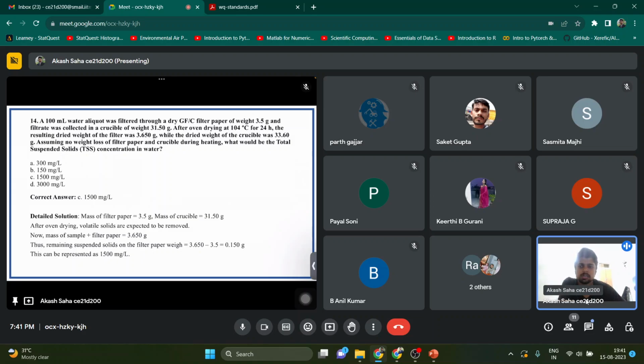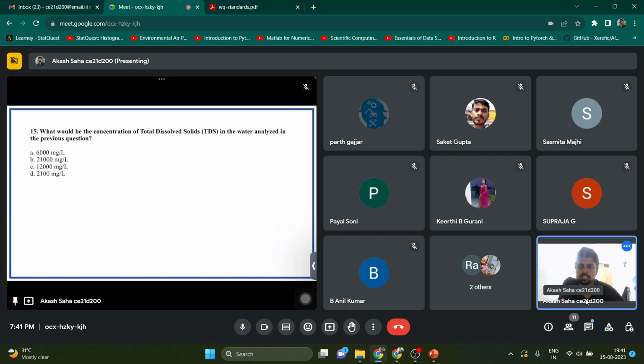I hope it's clear for everyone, because if in 100 ml we have 0.15 grams, so in 1 liter we will have 1.5 grams, and which is equal to 1500 milligrams. So it is 1500 milligram per liter.